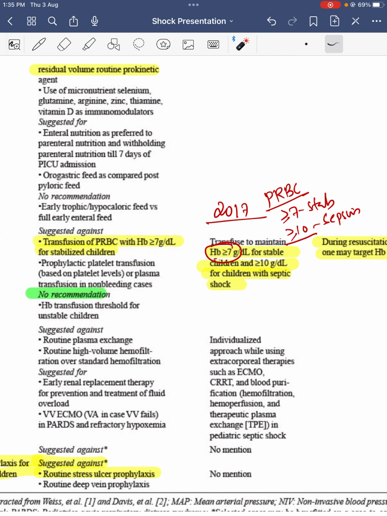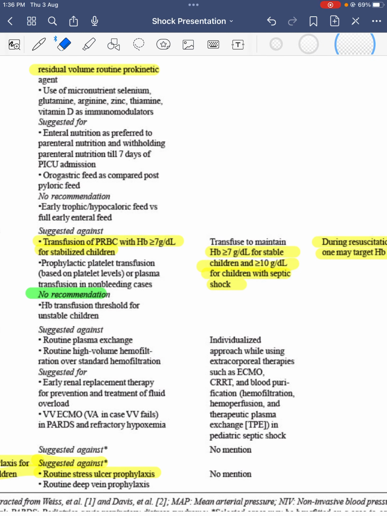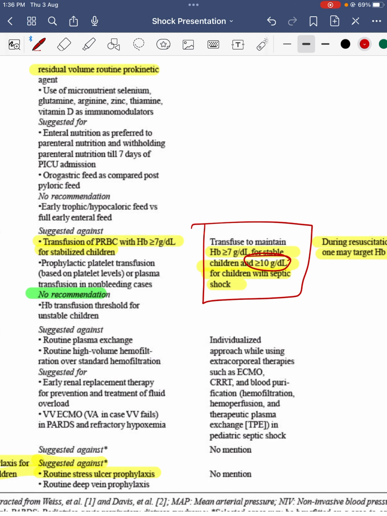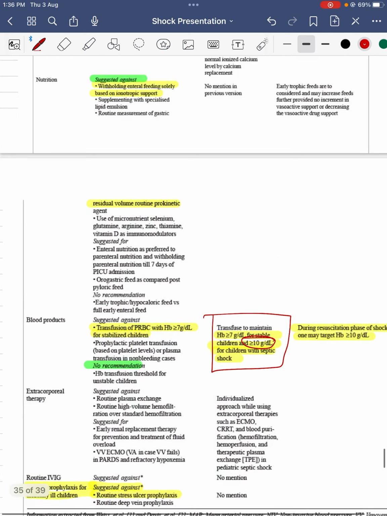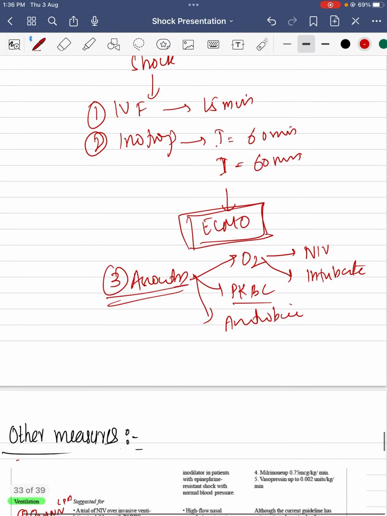And if you are going by the old guideline, try to maintain more than 10 in a sick child. I think in our practical life, it's better to follow the old guideline, which means always try to keep hemoglobin more than 10. This much clear? Okay. Then antibiotic, according to the clinical scenario, you start broad spectrum, then wait for the culture.